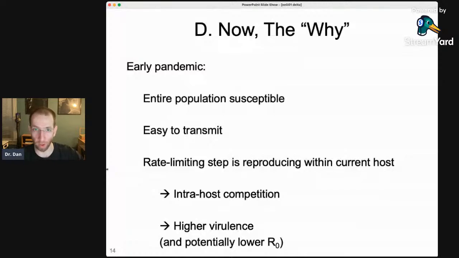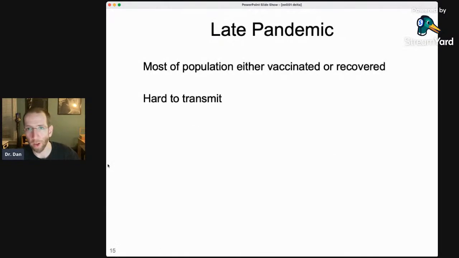A lower intrinsic level of transmissibility, because it doesn't matter. Your R naught could be 2, it could be 4, it could be 8, you're going to find a new host. So the thing you need to focus on early in the pandemic is being able to compete in your present host. But what happens later in a pandemic?